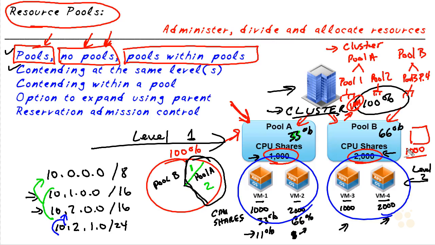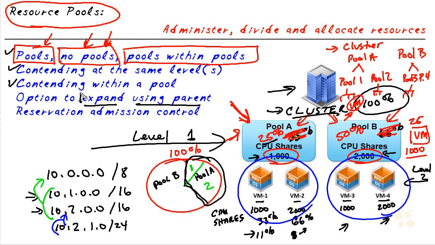So because now we have 4,000 shares available and pool A has 1,000, he would now have 25%. Pool B would now have 50%. And this one virtual machine, happy day for him, he now has 25%. So the shares available for this VM are equal to the shares in the entire pool A. And the good news for this VM is that all those shares are his. Well, in the case of VM1 and VM2, they've got to fight for that 25% that's in pool A.